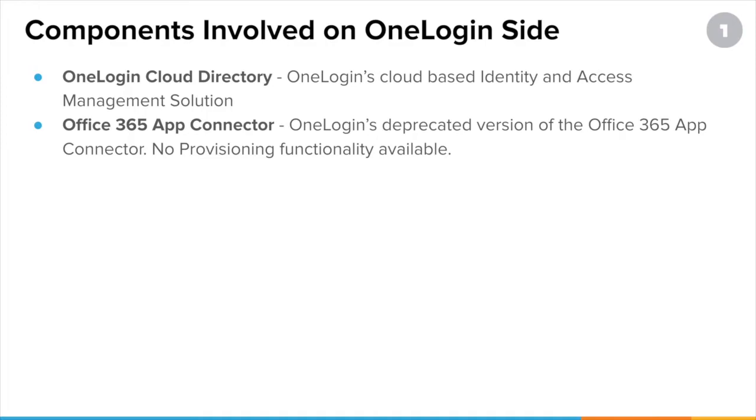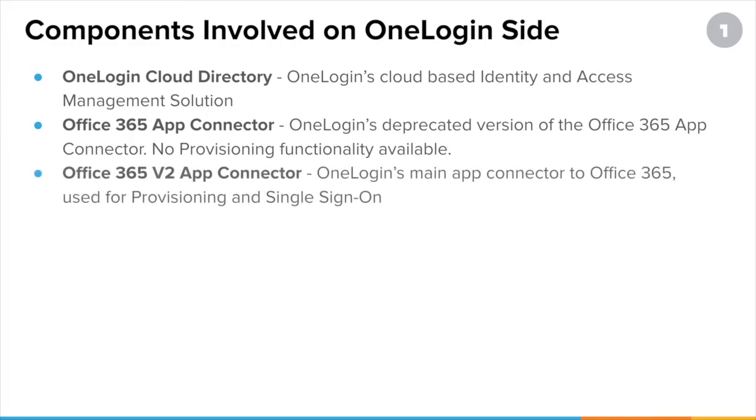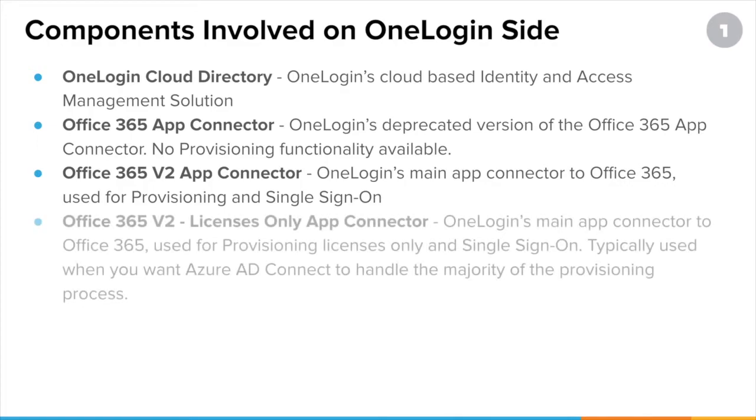The first one here is just the Office 365 app connector. It's the older option, and it doesn't actually support provisioning, and therefore really shouldn't be used. I'm only mentioning it here so you don't get confused and use it by mistake. The main connector that we want to use nowadays will be the one called Office 365 V2. This one provides provisioning and a secure single sign-on method. There's another one that we'll discuss later in this course, Office 365 V2 licenses only app connector. This one provides the same secure single sign-on experience, but only provisions licenses, as the name suggests.